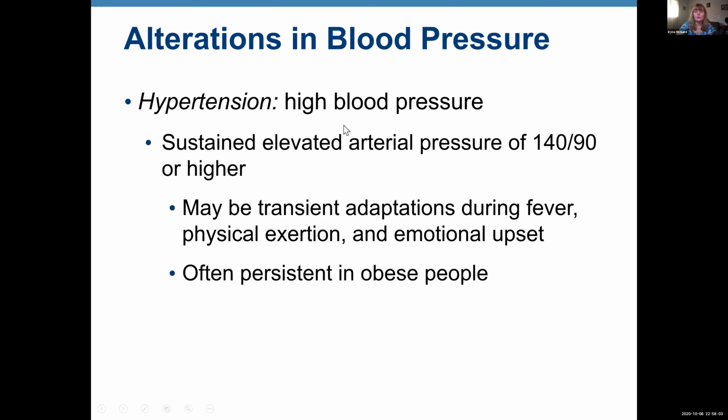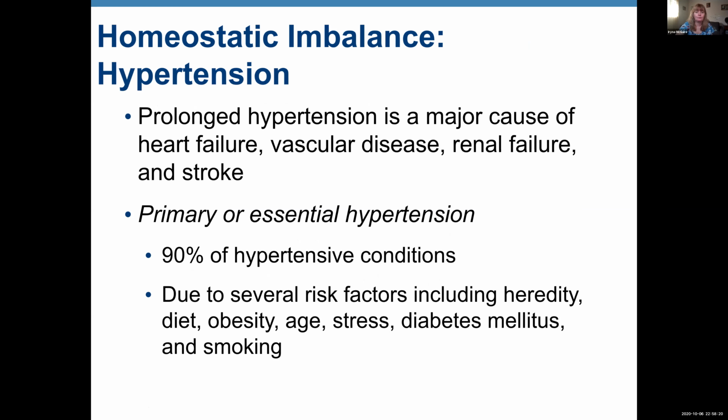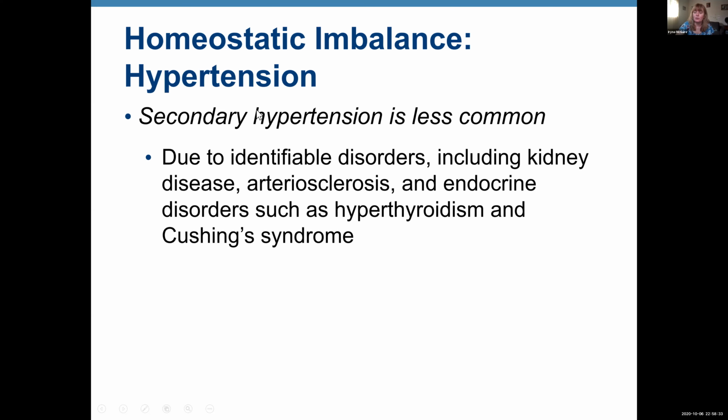Hypertension is high blood pressure, elevated pressure over 140/90 or higher. It can be just because a patient has a fever, physical exertion, or emotional upset, very often persistent in obese people. Prolonged hypertension is a major cause of heart failure, vascular disease, renal failure, stroke. And we have primary and we have secondary hypertension.